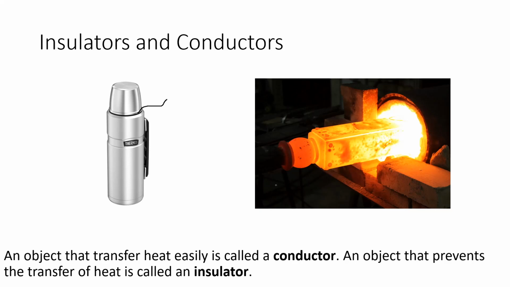Now, I didn't really have a good example of a conductor except for some metal here. So I just got a photo of some metal where you can see that this is the source of the heat here, and it's actually traveling up the length of this metal rod. And so you can see that even though this part isn't touching the heated part, it is still receiving heat, and the more of a conductor it is, the easier it does that.